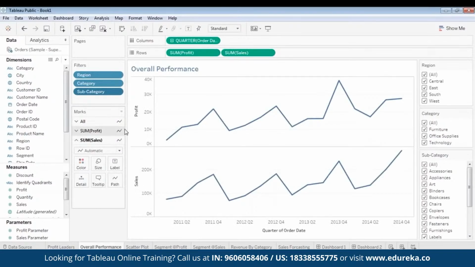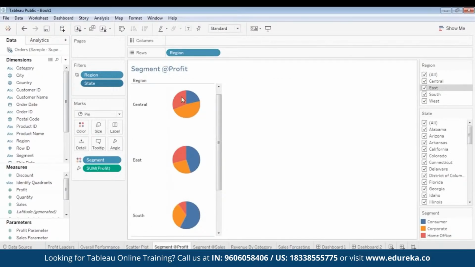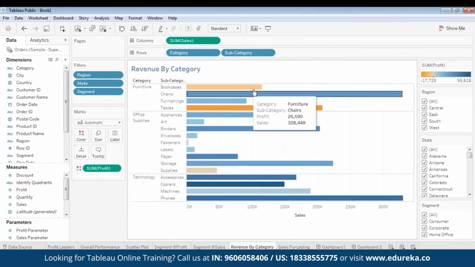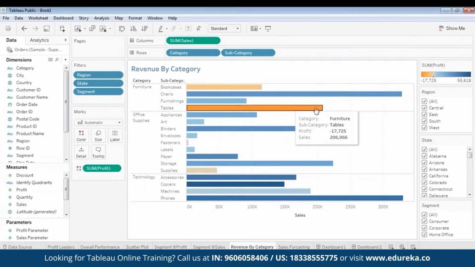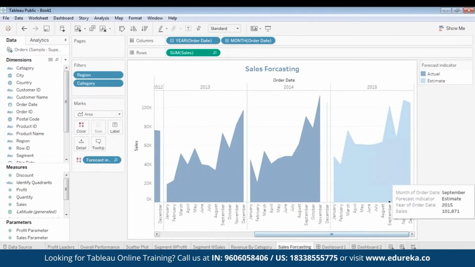We created overall performance. This was the first insight which we wanted to give. We gave a scatter plot depending on states, then how each segment is doing in terms of profit and sales. We used a pie chart for that, the best representation to show different portions of segments. Then revenue by category, we used a bar plot to show how category and subcategory are doing, okay? And we were able to find that inside furniture, the table subcategory is the most non-profitable one. Then finally we forecasted the sales, how 2015 will be in terms of sales.